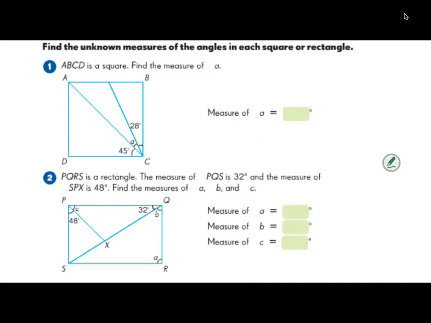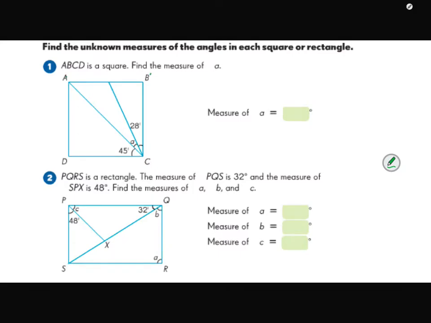All right, last two, I want you guys to press pause, see if you can solve these, and then press play. All right, it says ABCD is a square. Find the measure of A.